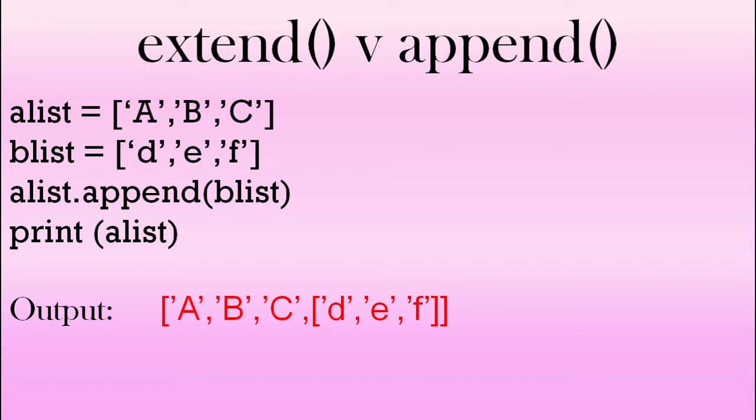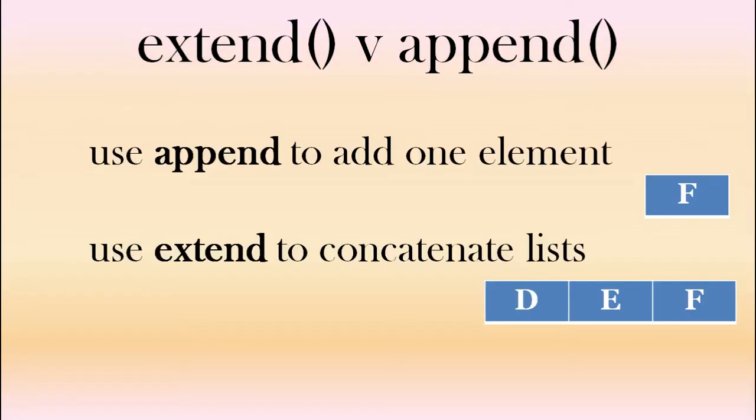Instead of having 6 elements in one list, we've got 4 elements in the main list, and the last element in that list is another list. So be careful not to mix up append and extend. A summary of that is, if you just want to add on one element at a time, use append. If you want to concatenate lists, use extend.